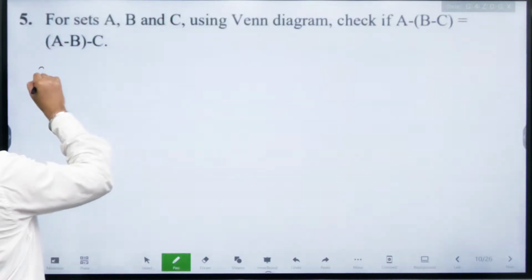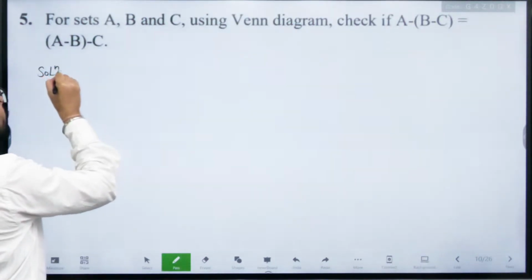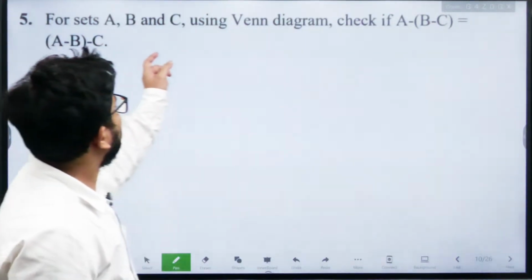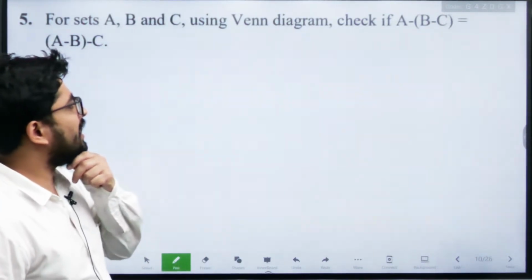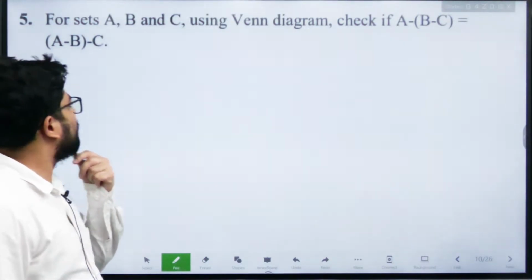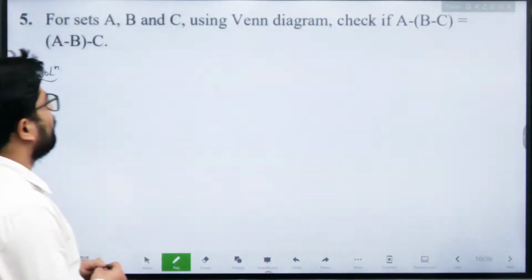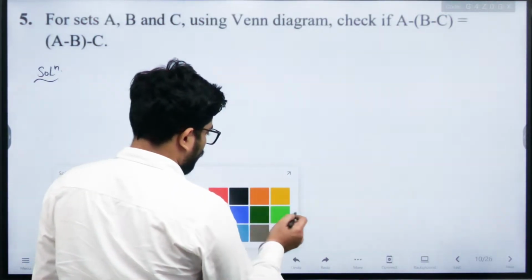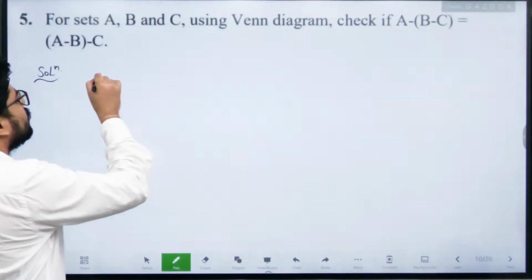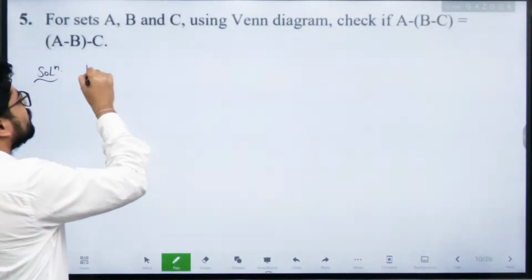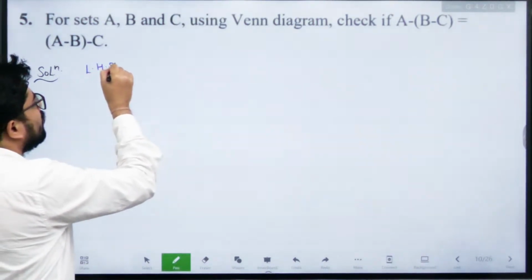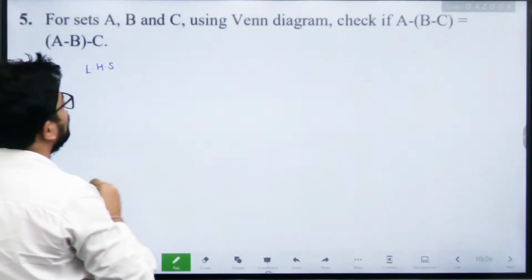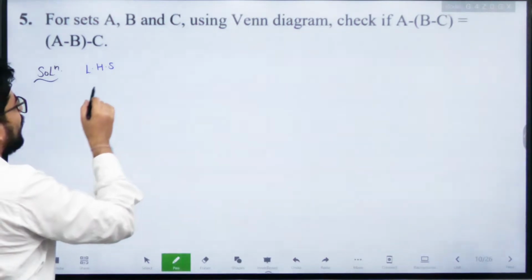So next is: for sets A, B, C using a Venn diagram, check if A minus (B minus C) is equal to (A minus B) minus C or not. So let's take a Venn diagram here. Let's draw the Venn diagram for your left hand side.